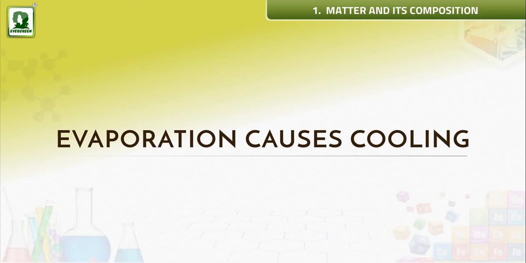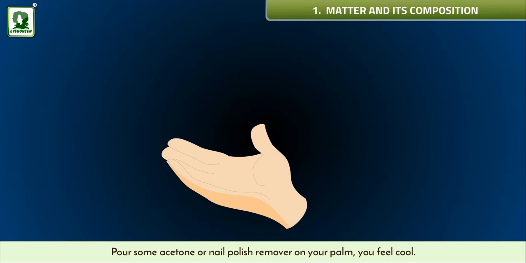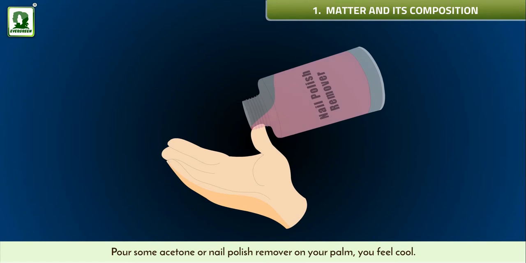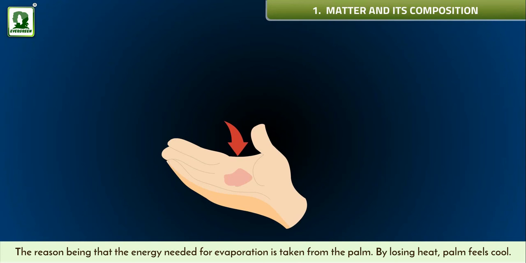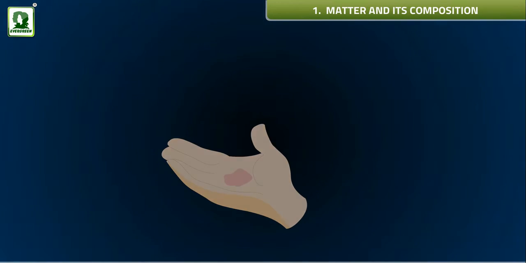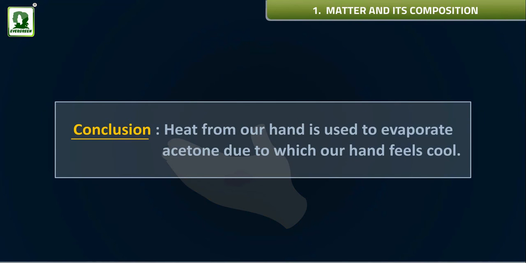Evaporation causes cooling. Pour some acetone or nail polish remover on your palm. You feel cool. The reason being that the energy needed for evaporation is taken from the palm. By losing heat, palm feels cool. Conclusion. Heat from our hand is used to evaporate acetone, due to which our hand feels cool.